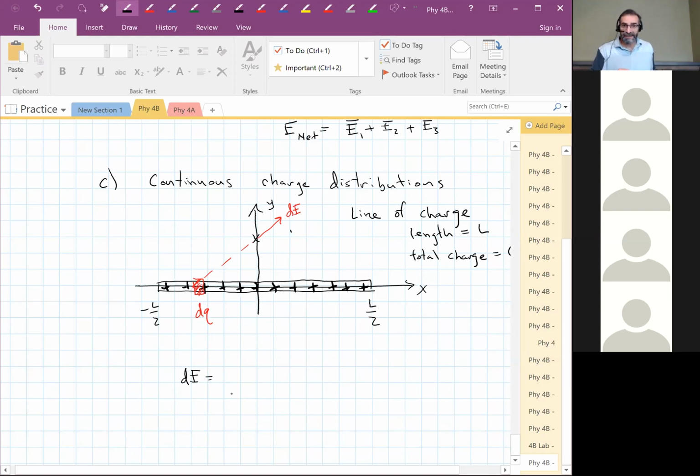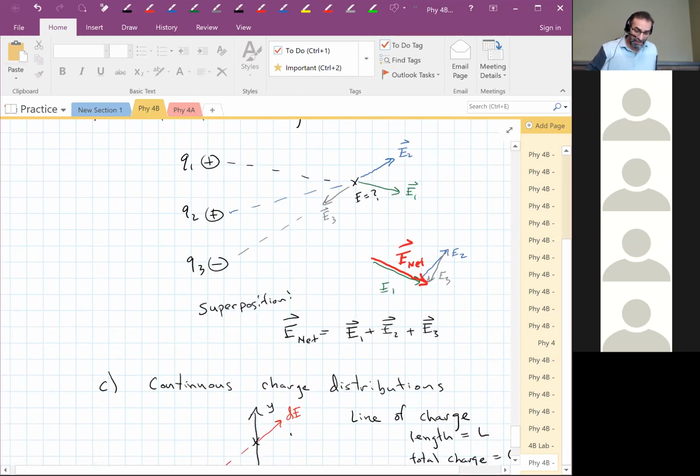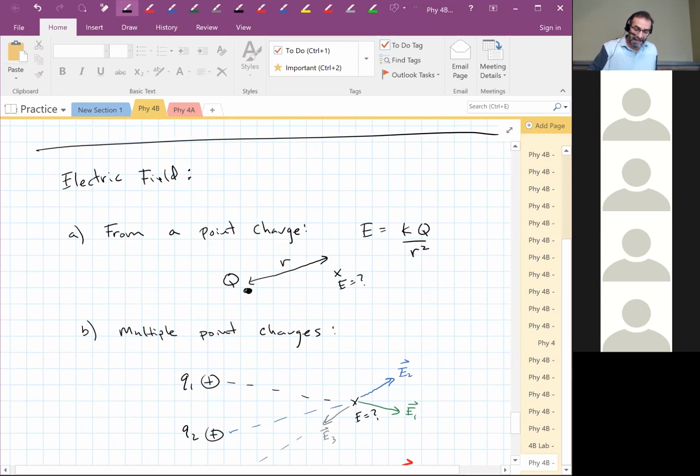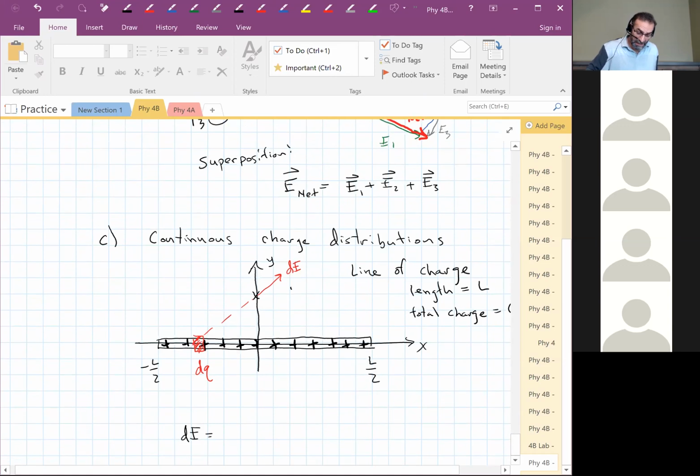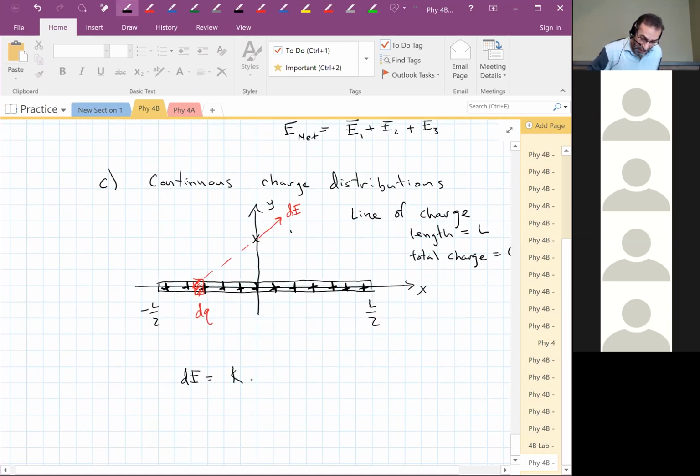Well, the electric field is K from a point charge. We're treating this little tiny element of charge as dQ. We're treating it like a point charge. So what's the electric field from a point charge? It's K times the charge over r squared. So this would be K, my charge is dQ, right? So that's my starting point.